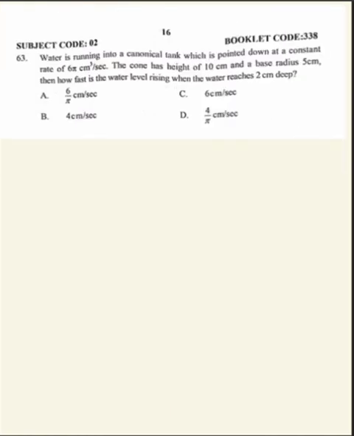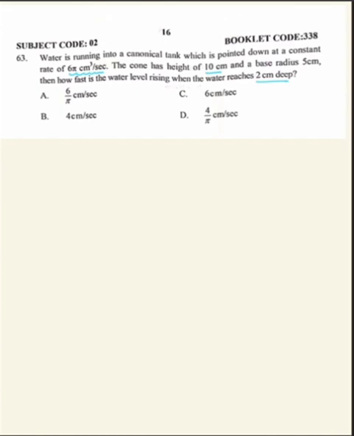Problem 63: water is running into a conical tank which is pointed down at a constant rate of 6 pi centimeter cubed per second. The cone has height 10 centimeter and base radius 5 centimeter. How fast is the water level rising when the water reaches 2 centimeter deep?